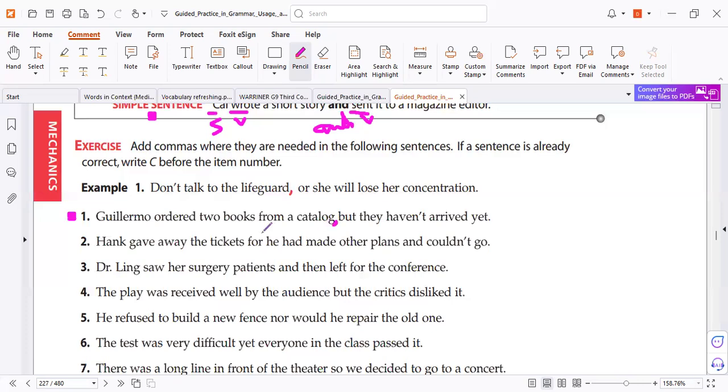Here before but. Check: is it complete or not? Subject, verb, complements. Again, number 2. What is it?